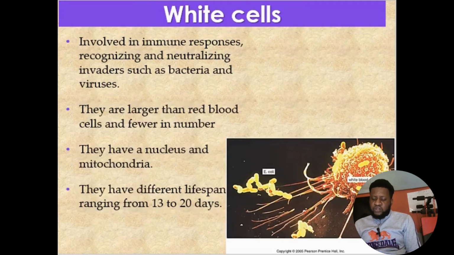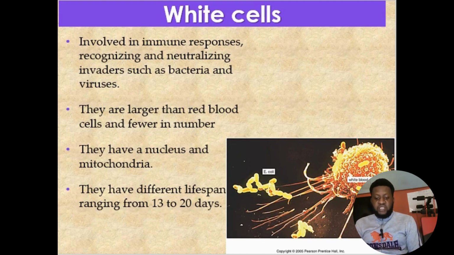Now white blood cells, as you all know, are responsible for our immune system. They protect the body against invaders: bacteria, viruses and other microorganisms. They are larger than red blood cells in size, but they are few in numbers. Unlike the red blood cell, they have a nucleus and also mitochondria. So they don't have enough space like the red blood cells to carry oxygen, and they don't have the heme group that enables them to transport oxygen.